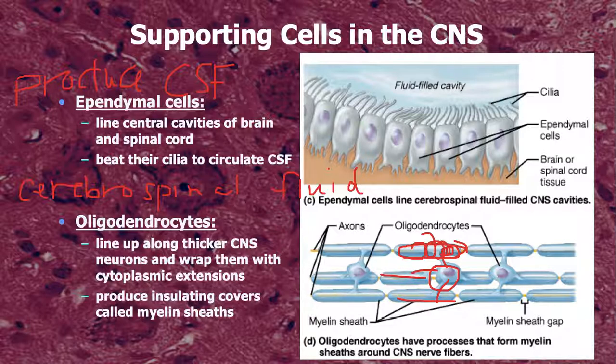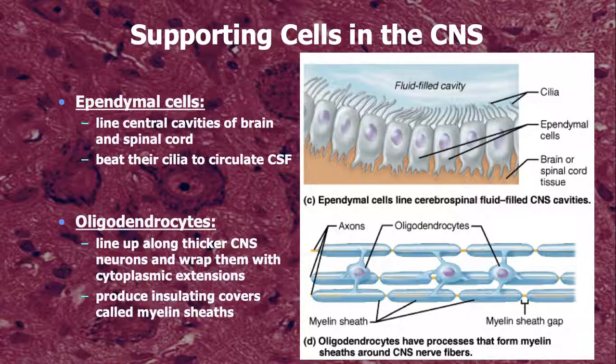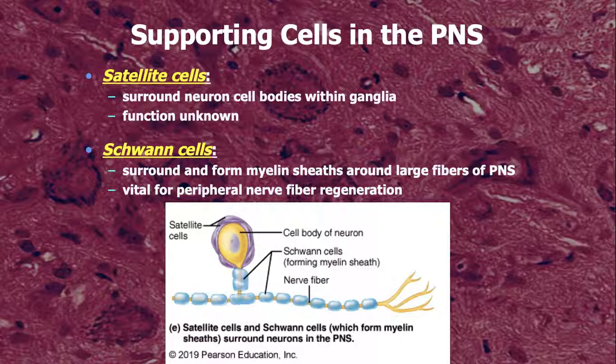So those are the glial cells in the central nervous system. Now we're going out to the peripheral nervous system. We only have two types. The first type are satellite cells. Satellite cells are these purple cells that are hanging out around the cell body of a neuron. So they kind of sit around the cell body. We don't really know what they do.